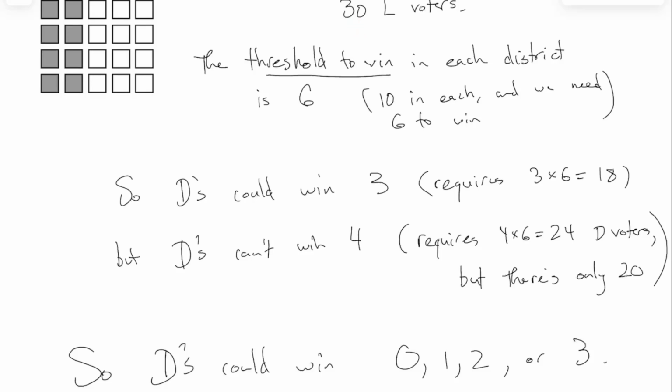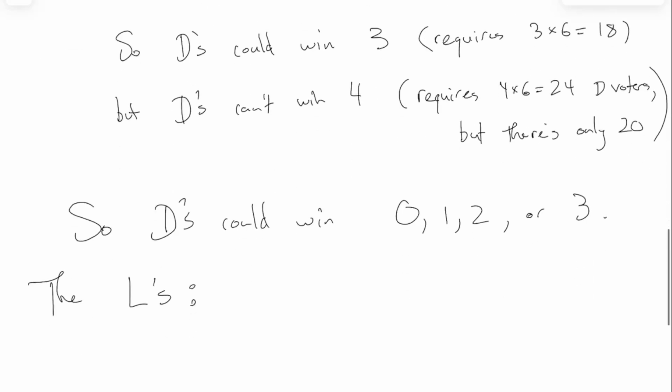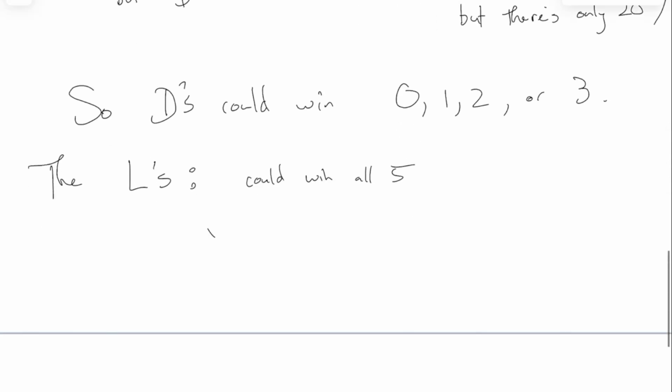Could they win 5 districts? That would be all of them. Actually, I think they could, right? In order to win all 5, the L's could win all 5. That's because this would require 6 times 5, which is 30, and they have 30, right? And there are actually 30 L voters.